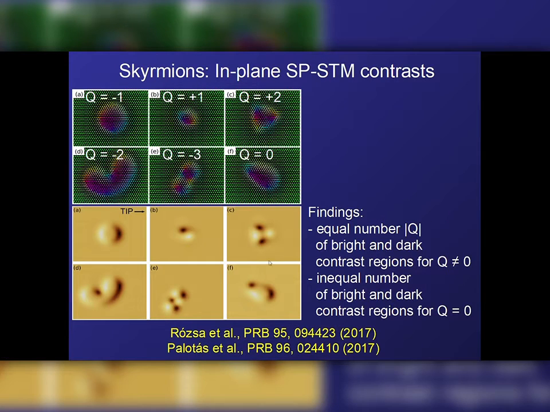If we calculate STM images with an in-plane magnetized tip, then we can get more information on the topology. Depending on the topological charge, we find an equal number, equal to the absolute value of the topological charge, of bright and dark contrast regions. So here 1 and 1, 2 and 2, and 3 and 3. And for this special chimera skyrmion, where one side is a skyrmion and the other side is an anti-skyrmion, the topological charge is 0. We find an unequal number of bright and dark regions.